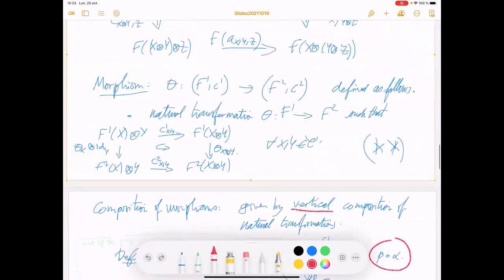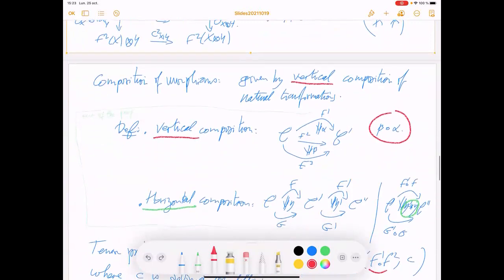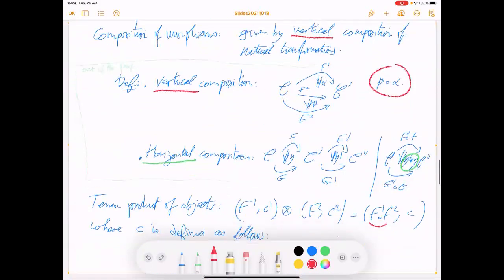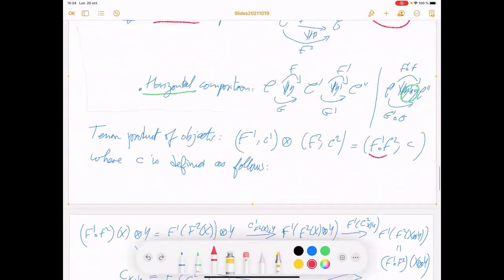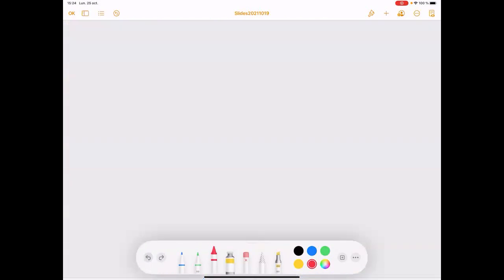A morphism between two objects of C prime is given by a natural isomorphism of C making this diagram commute. The composition of morphisms is given by vertical composition of natural transformations, as I explained here. I also mentioned that the horizontal composition will be used for the tensor product of morphisms.